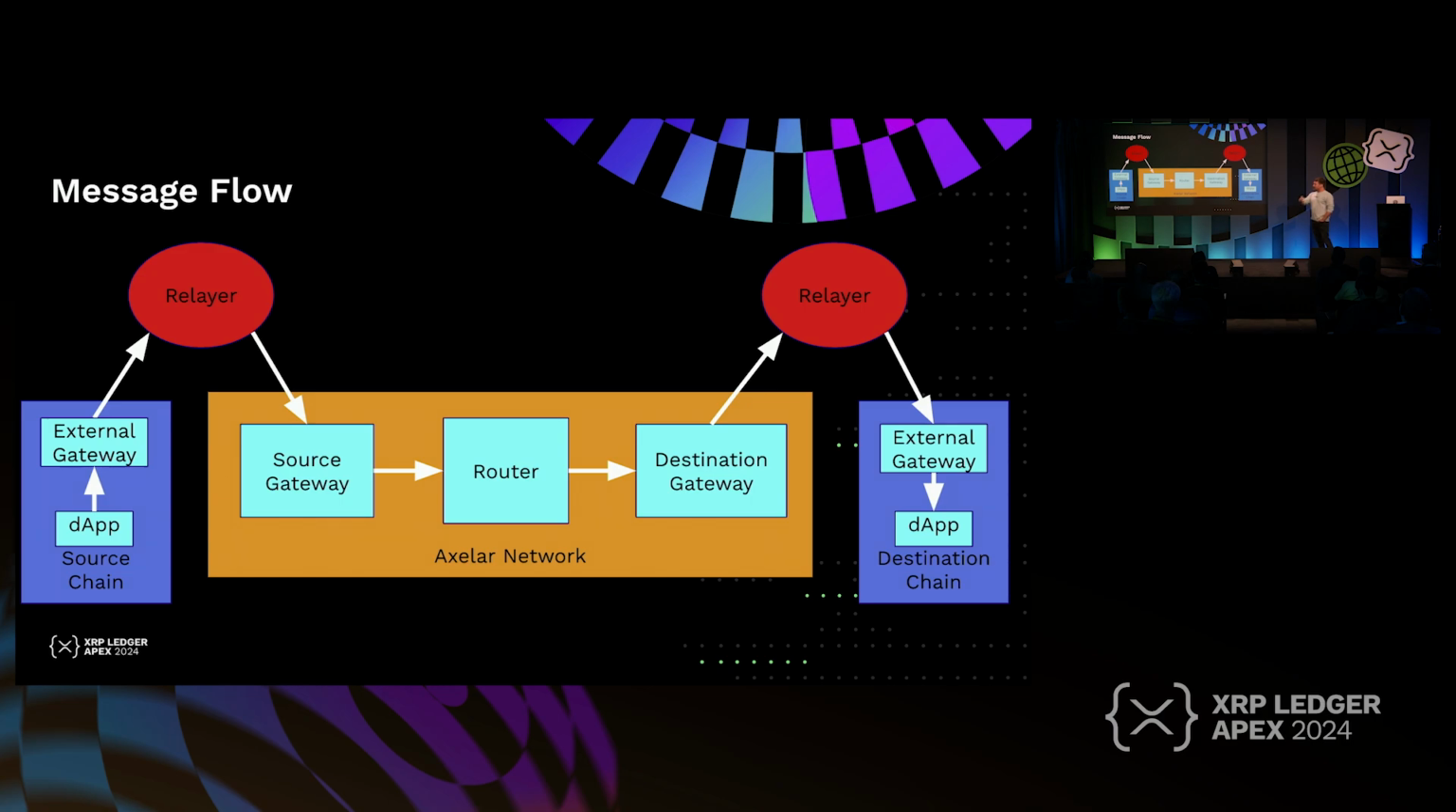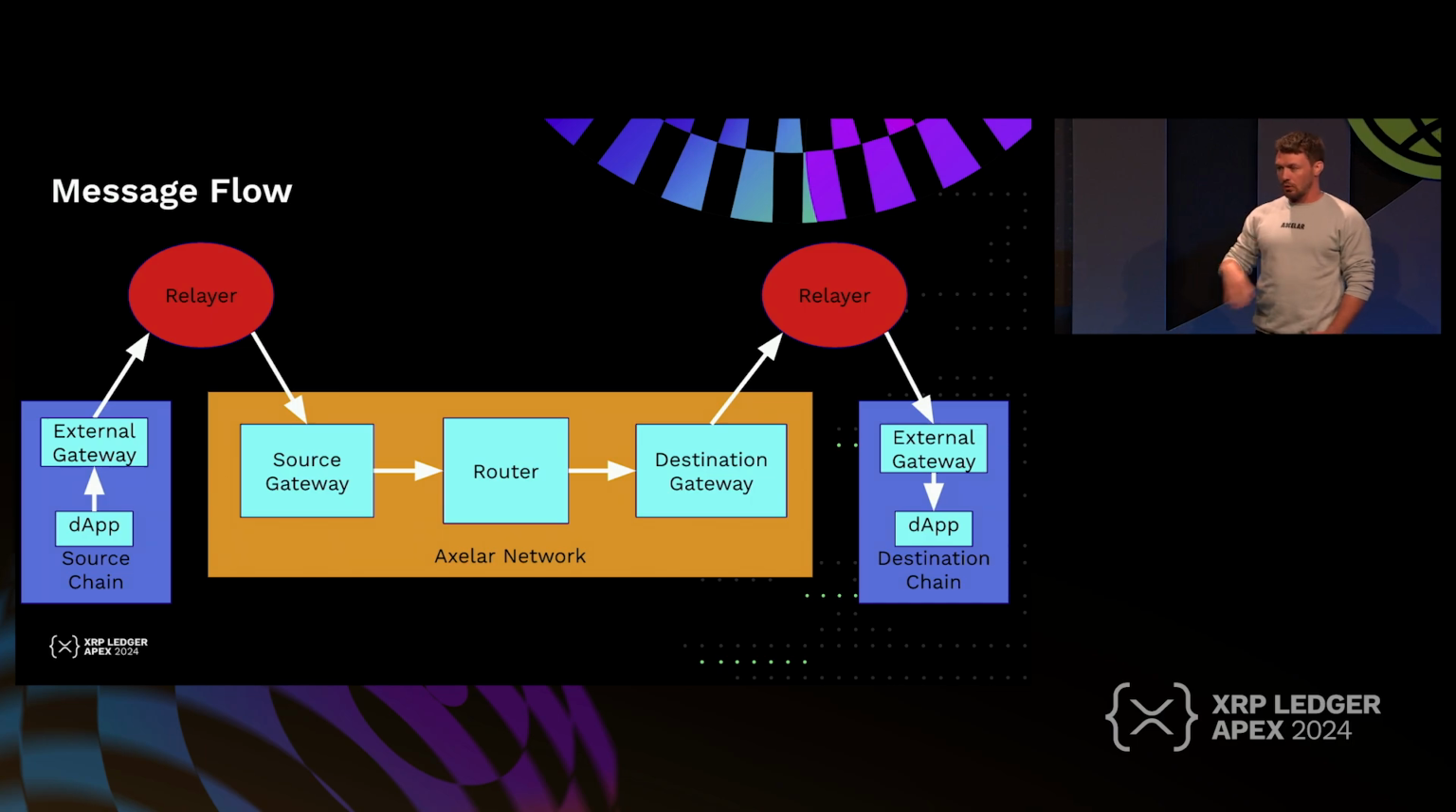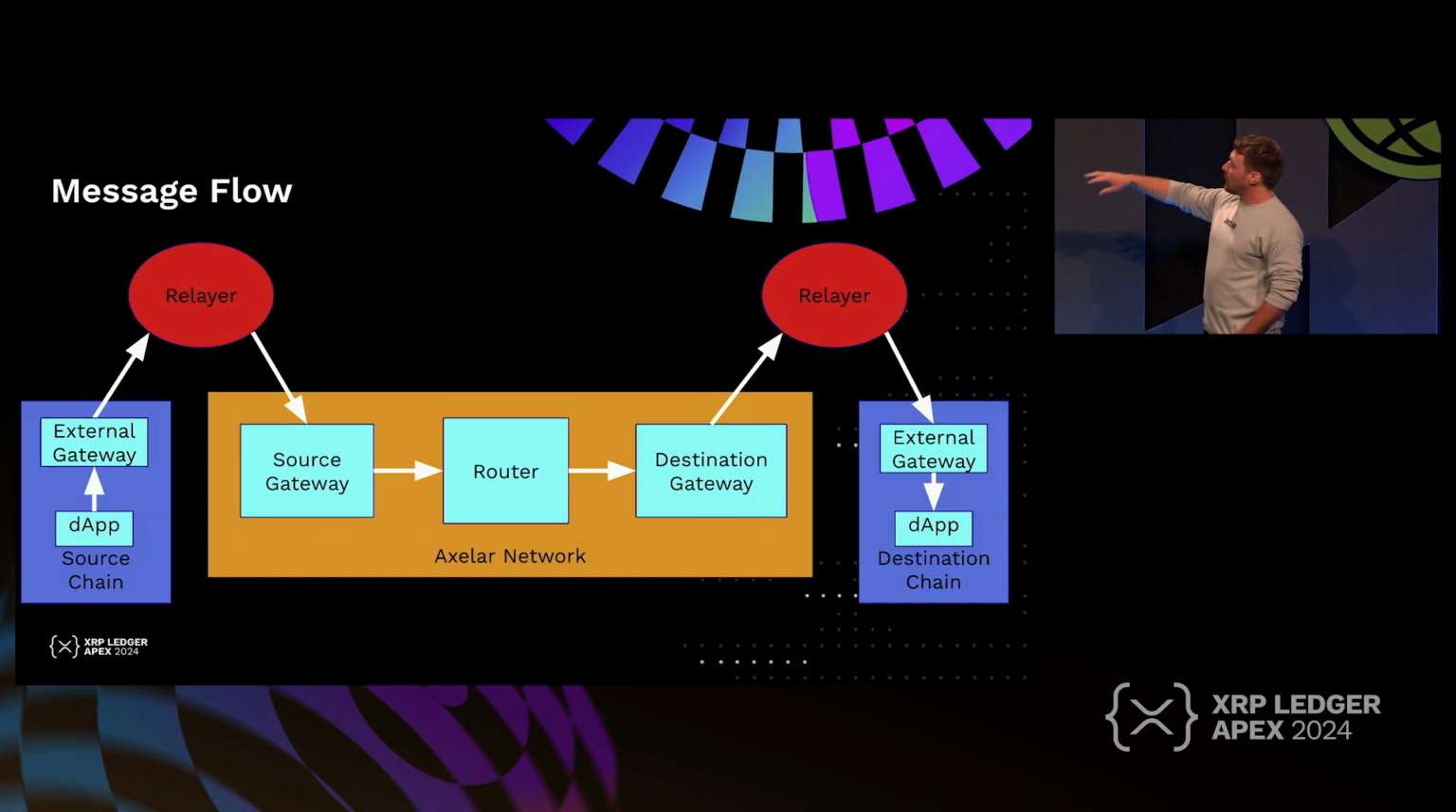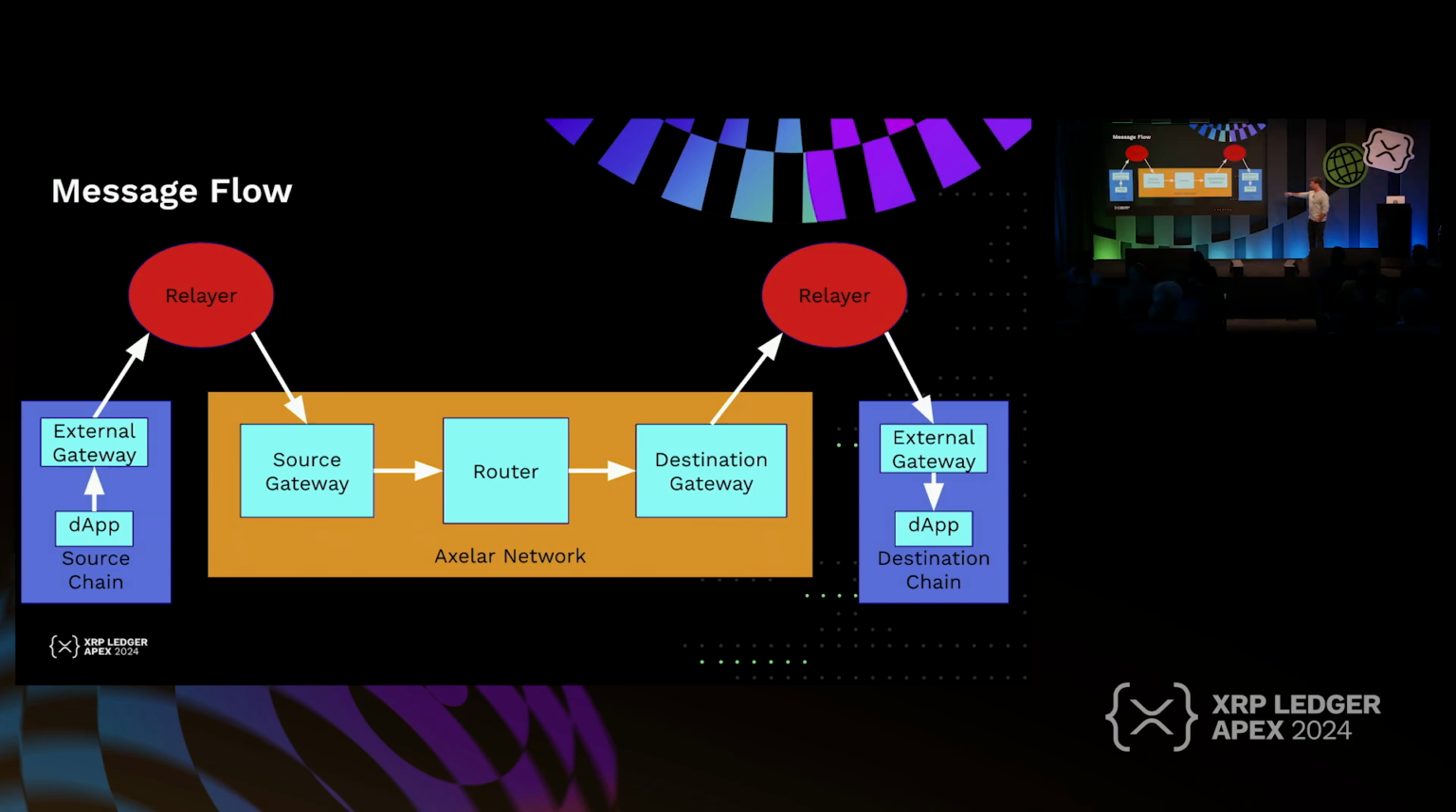So the router accepts these messages from the gateway once they've been verified, and then passes them to another set of contracts that are associated with the destination chain, still on Axelar. Those contracts do some transformation, get it ready, and the relayer then takes the messages and passes them to the destination chain, through the gateway and eventually the dApp. So this is the flow.